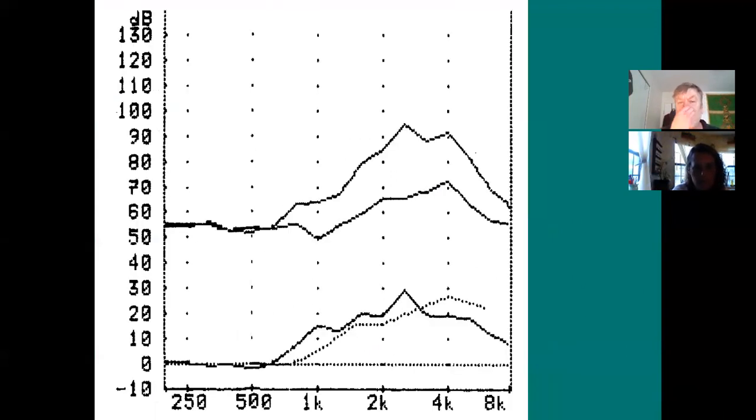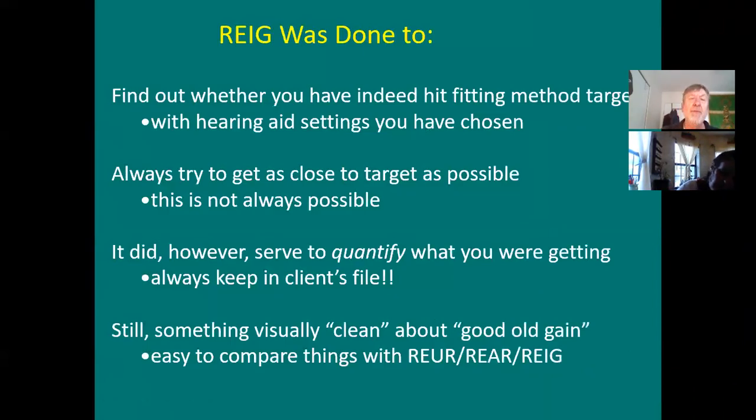Now, what do you think of this fitting? Good, bad, or ugly? What would you do with this one? If you're looking at it, you can see that you're getting too much insertion gain in the mid frequencies and not enough insertion gain at the high frequencies. So you'd need to readjust your hearing aid so that your real ear insertion gain would better match your target. So basically, REIG was done to find out whether you have indeed hit your fitting method target with the hearing aid settings you've chosen.